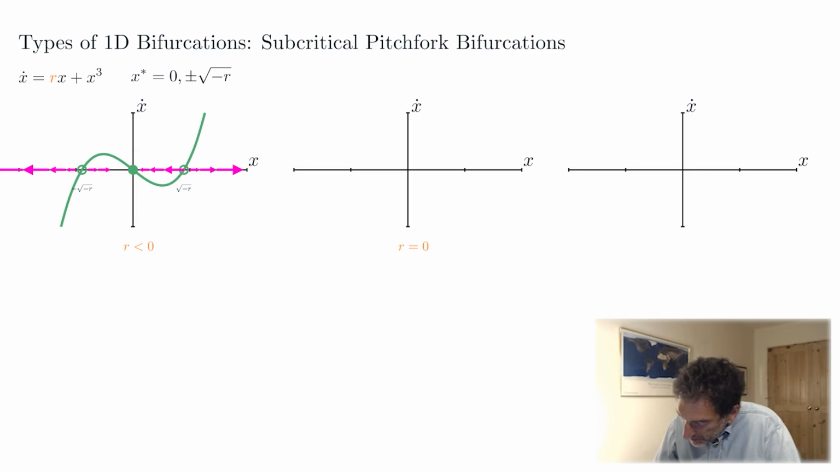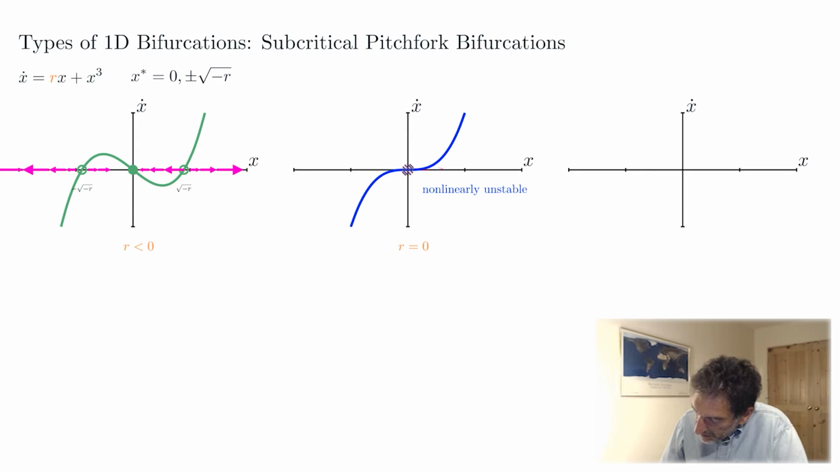When r is equal to 0, the function is just a cubic that goes through the x-axis only once, and so our function looks something like this. It goes through the origin with 0 slope. There's a nonlinearly unstable fixed point, because to the right of it, x dot is positive, and so the flow is to the right, and to the left of the fixed point, f of x is negative, and so the flow is to the left.